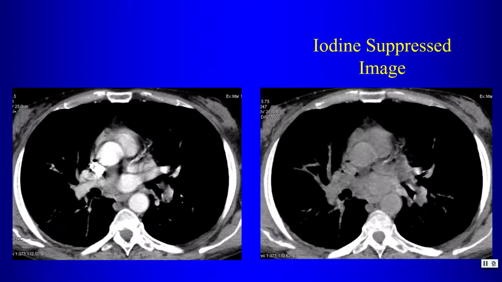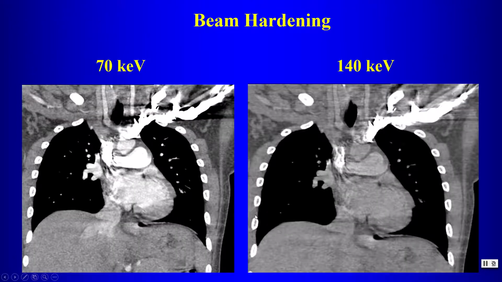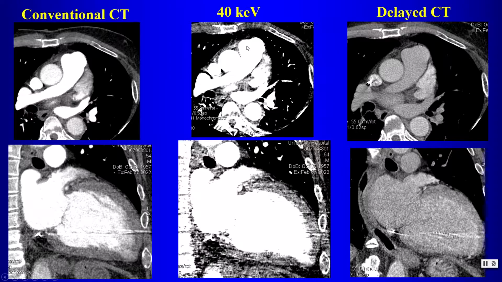And as we've said, just like we can make the iodine brighter, we can also remove the iodine and generate these virtual non-contrast images. Here's another case of pulmonary embolism, and then here we have a perfusion defect there in the right lower lobe. Beam hardening artifact. So when we have dense contrast, this is an artifact that we might see, but to get rid of this, we just do virtual reconstructions at a higher keV, and we can eliminate some of that beam hardening artifact there.